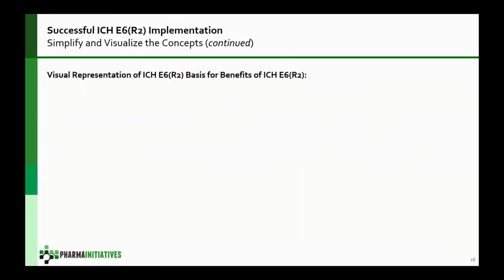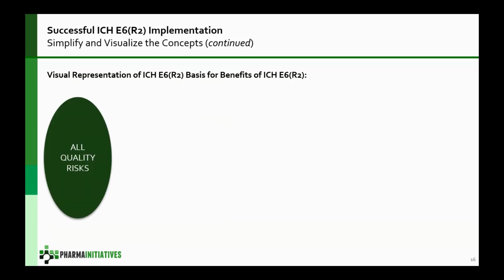One of the big ones that people struggle with is this idea of how the benefit of this comes about. What is the actual benefit of doing this? And so the way I try to frame this for people is, if you imagine there's a universe of all the quality risks that exist for a study, E6R2 starts by identifying and prioritizing those risks. Not all those risks are entirely relevant for your study. Not all of them, even if they're theoretically relevant, are important for your study. Maybe we have a risk that has such a minimal impact on us, it's not worth worrying about. Maybe we have a risk that's so unlikely to occur, it's not worth worrying about.